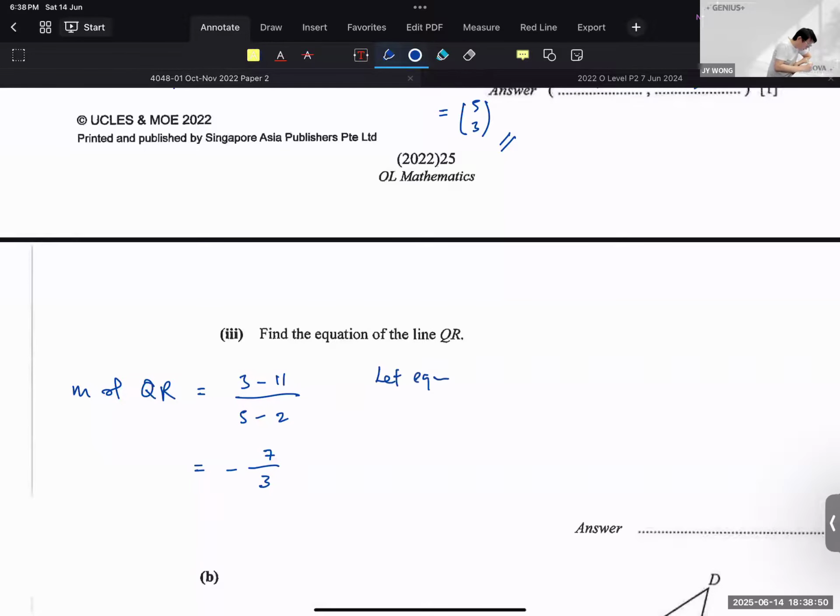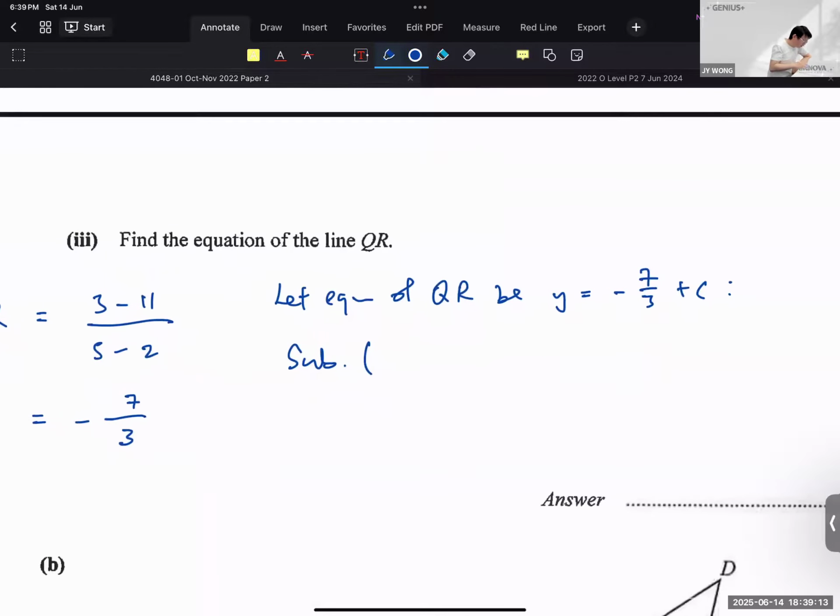Let equation of QR be y equals to mx plus c. What is your m? Your m is -7 over 3. You learn that in E-math. You go and see your textbook, it's in there. But you never learn it, doesn't matter.